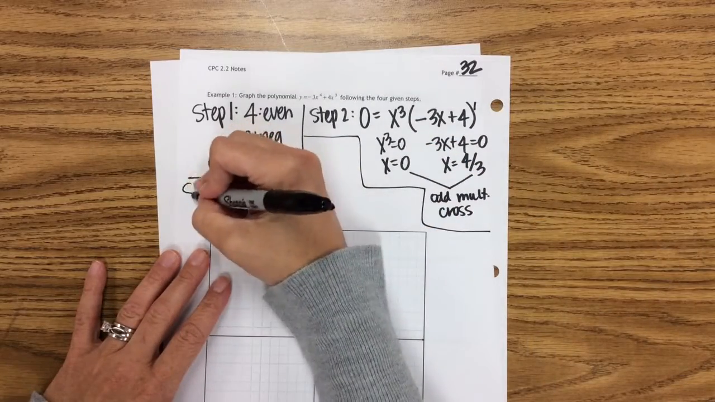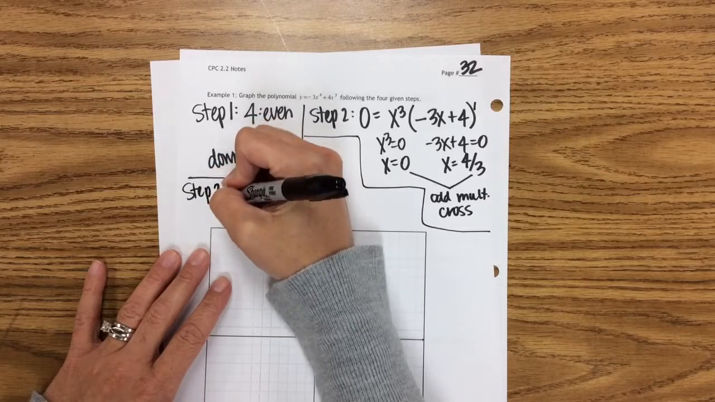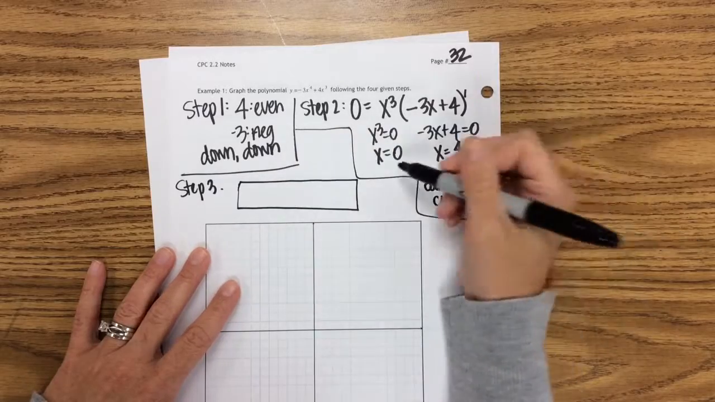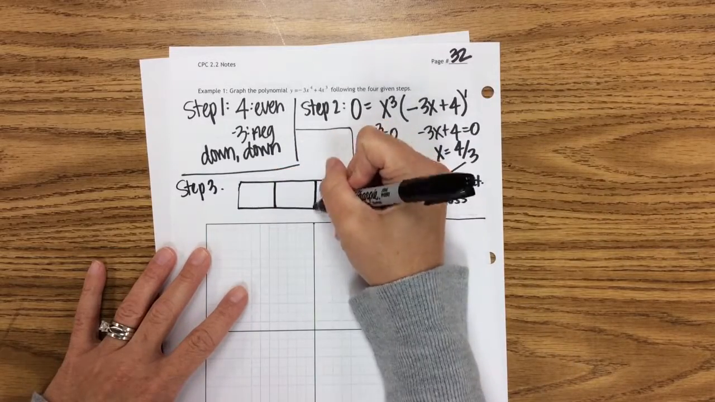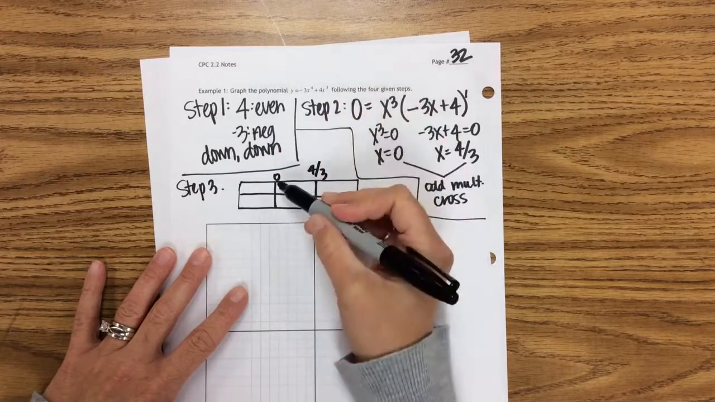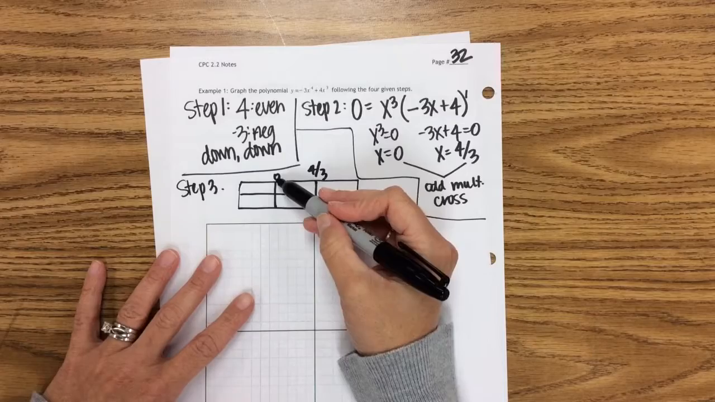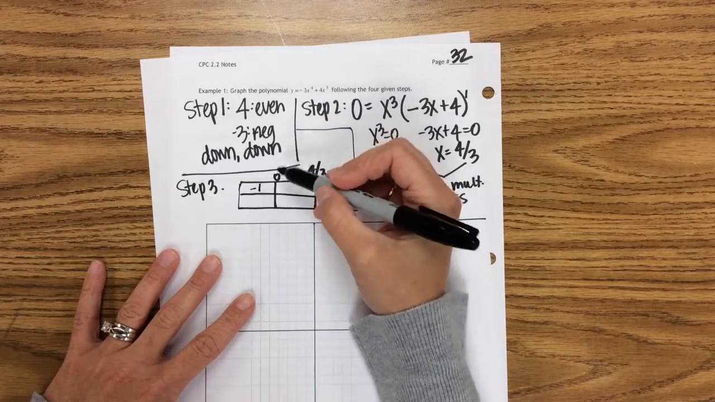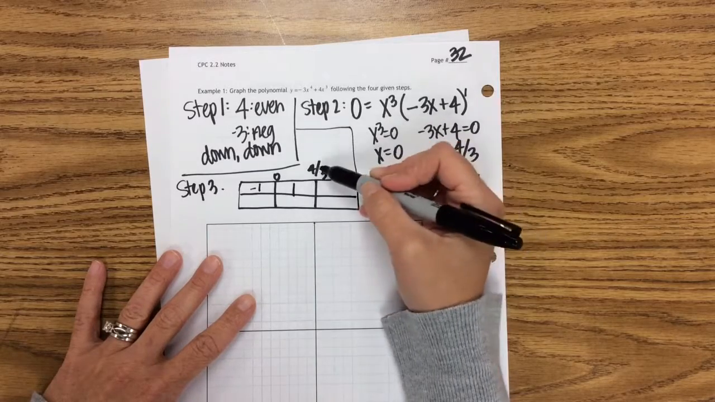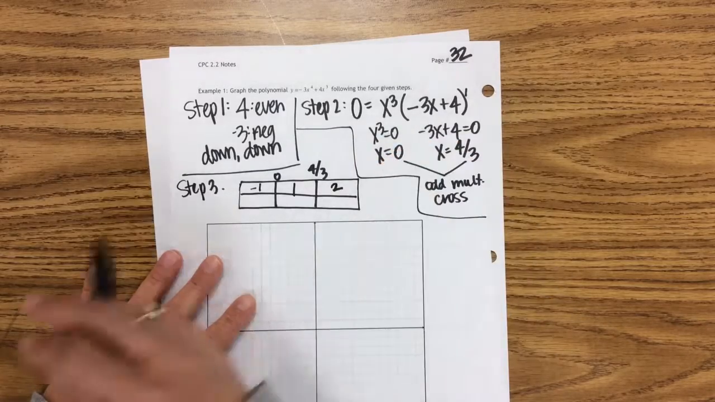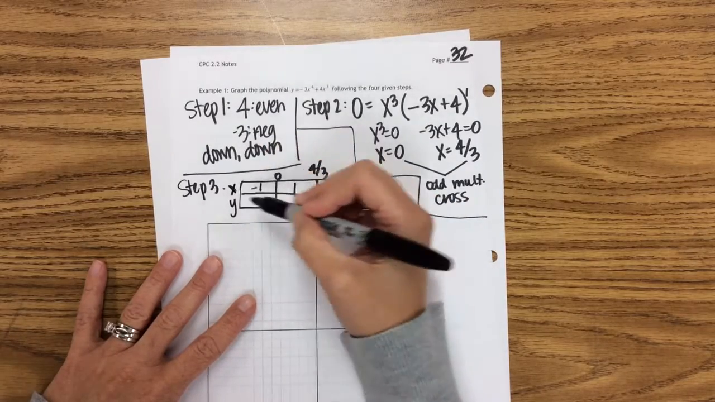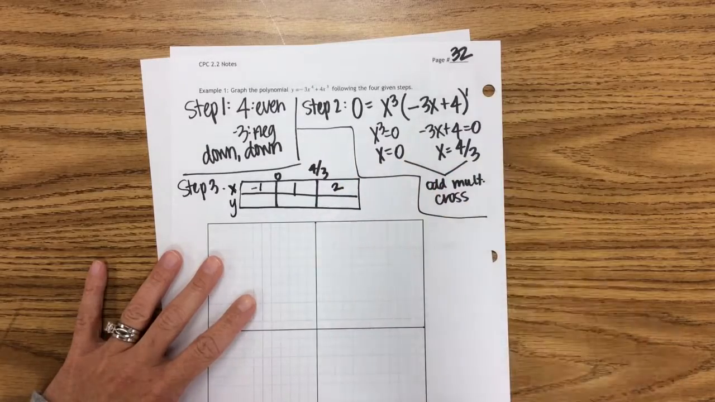And step 3 is additional points. And I'm going to set up a table to try to keep my additional points organized. And I only have 2 x-intercepts, so I'm going to do 2 dividers. And I need to pick a number to the left and right of each 0. So a number a little to the left of 0 is -1. A number a little to the right of 0 is 1. A number a little to the left of 4/3 is 1, and a little to the right of 4/3 would be 2. So these are all my x values of my points, and then I'll get the y values, and that will be my additional points.